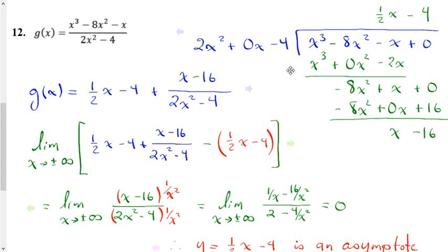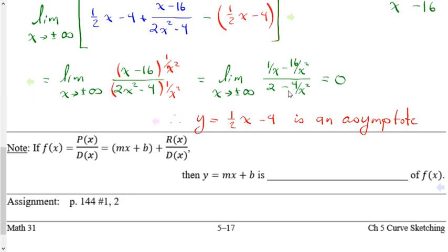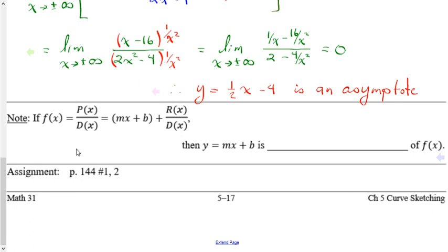So here's a shortcut that we will take. If some function is equal to a polynomial divided by a polynomial, a rational expression, and I can rewrite that as a linear function plus remainder over divisor, then that linear function that we got here is going to be an asymptote to the function. So we will not always be doing these limits, but the limit is how we define the asymptote. There we go. Thus ends chapter 5.